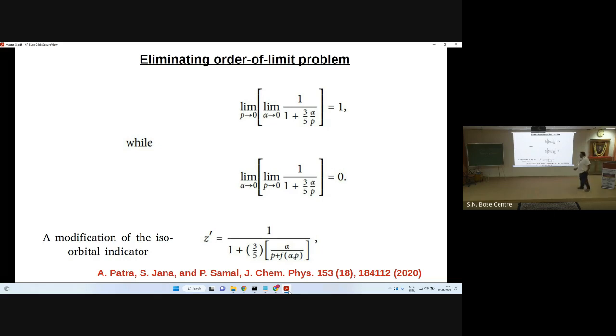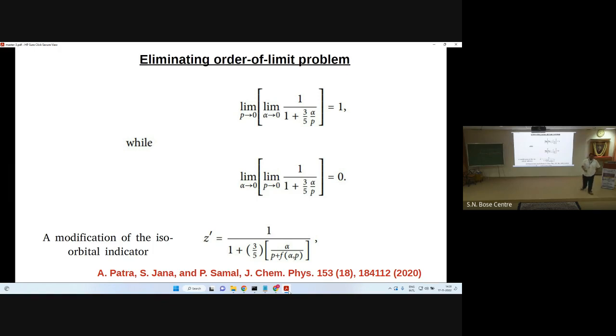This was not there in the SCAN functional, and we figured out that this is why the meta-GGA functional fails. Then we fixed this order of limit problem. There are two things. If you do this one first, alpha going to 0, then p tends to 0, then this quantity is 1. And if you do the other order, this quantity you get is 0.